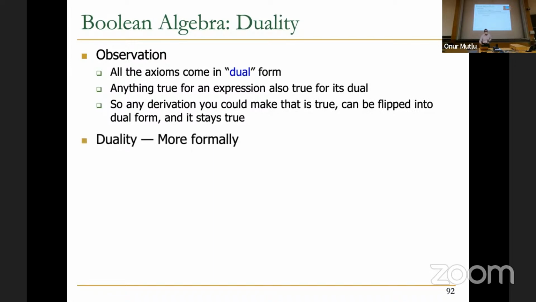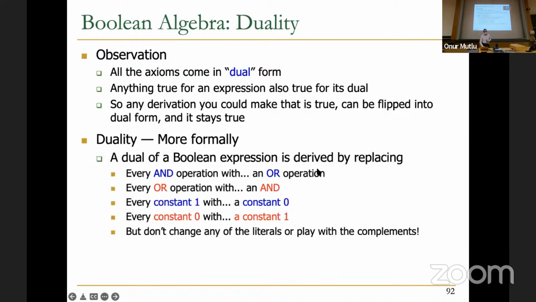Let's take a look at an example. I think more formally, a dual of a Boolean expression is derived by replacing every AND operation with an OR operation, every OR operation with an AND operation, every constant 1 with a constant 0, every constant 0 with a constant 1. That's it. Don't change anything else. Don't change any of the literals. Literals we will define later. But basically, variables, or play with the complements.